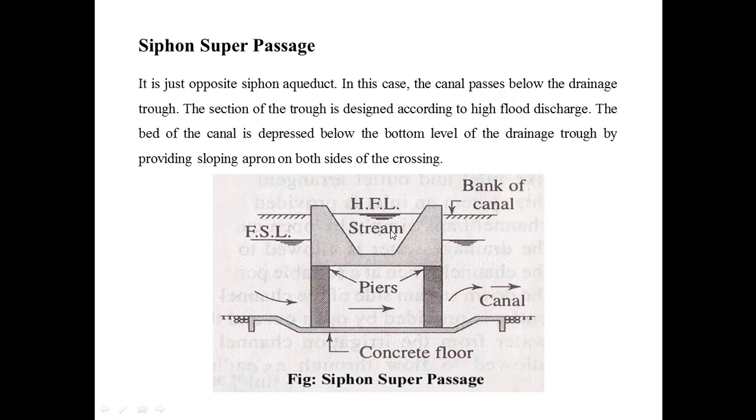The section of the trough is designed according to the high flood discharge. The bed of the canal is depressed below the bottom level of the drainage trough by providing a sloping apron on both sides of the crossing. This is the full supply level of the canal, while this is the highest flood level. These are the banks of the canal, and the canal passes below the stream level.